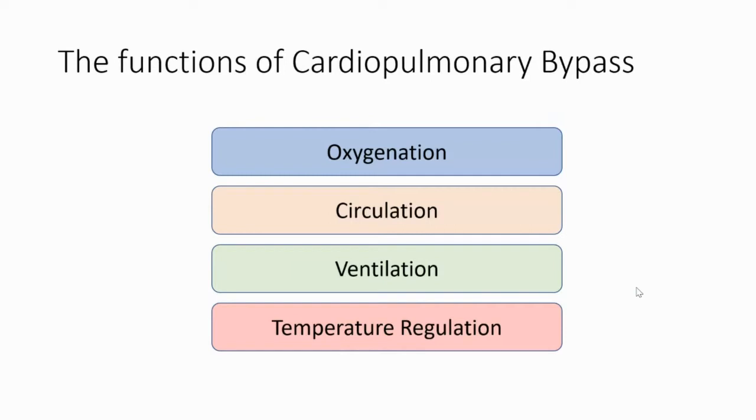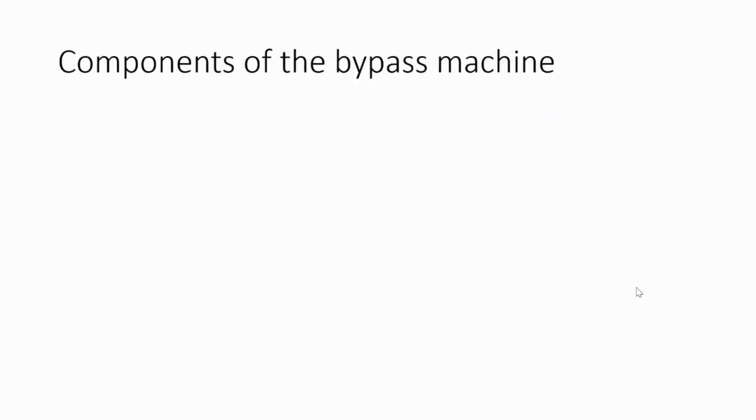And then temperature regulation is important in the context of cardiac surgery. And we have a heat exchange device built into the circuit, which allows us to increase or decrease the temperature of the blood and therefore the patient.